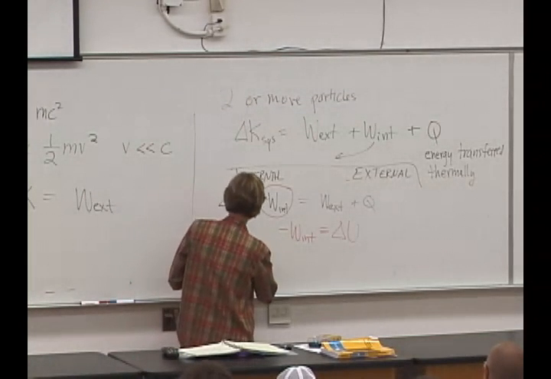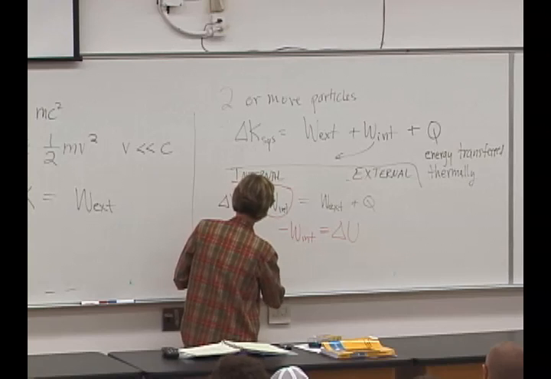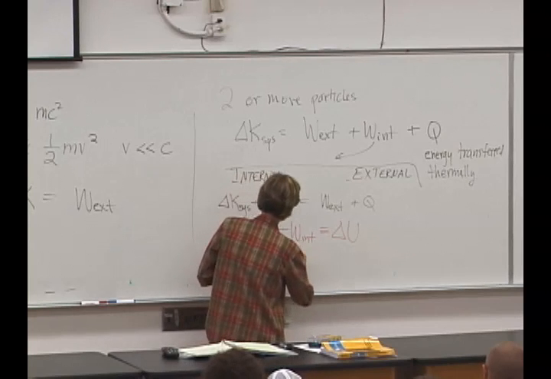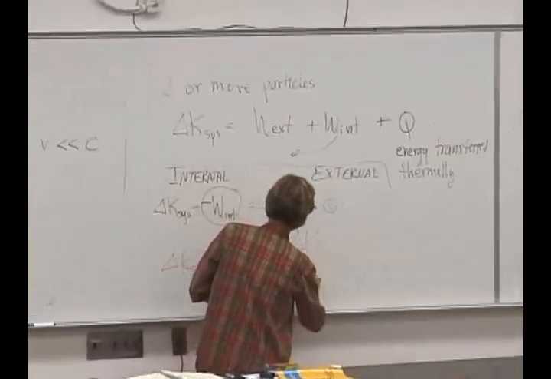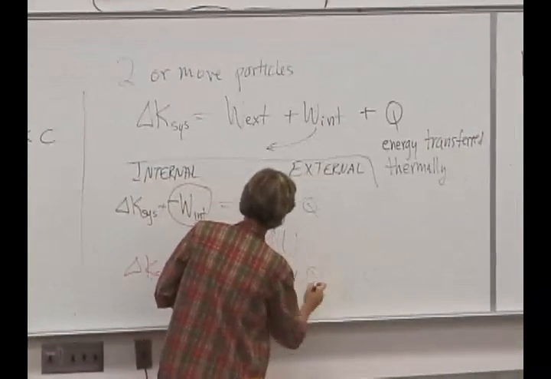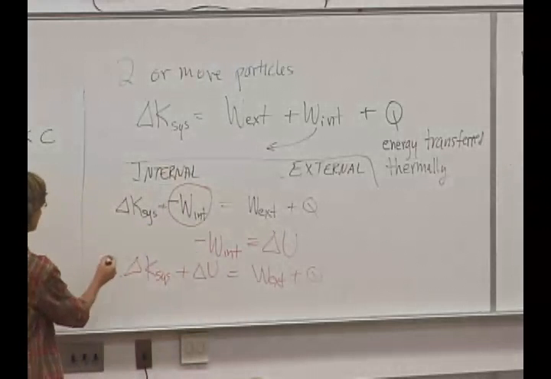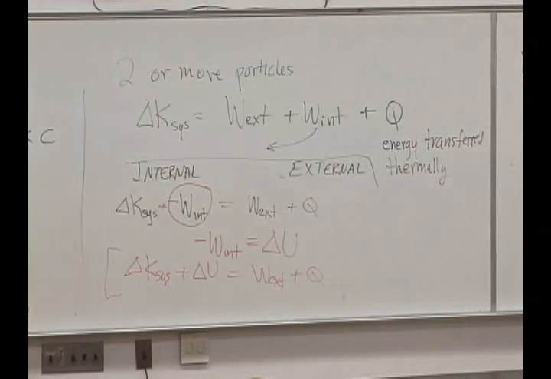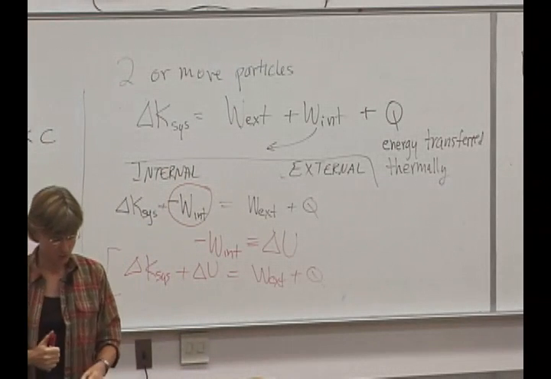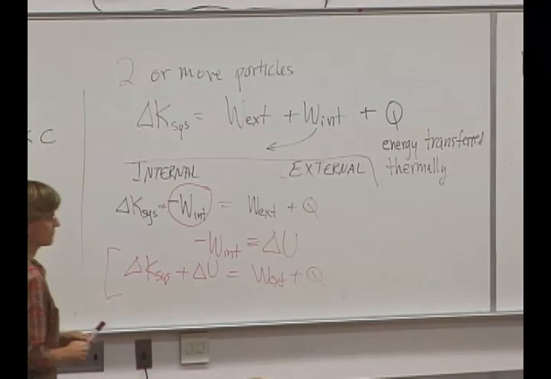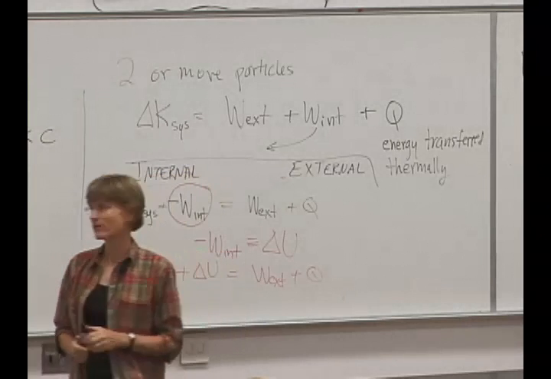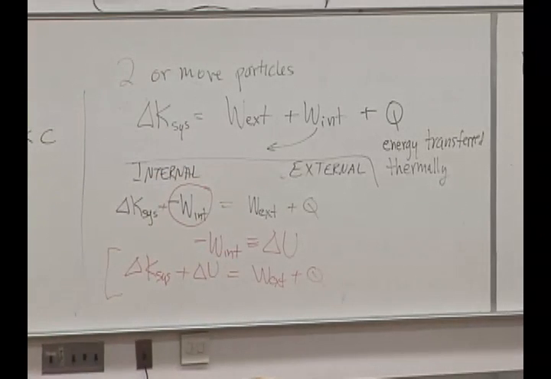And so we write this equation as the change in kinetic energy of the system plus the change in potential energy of the system is equal to external work done plus thermal transfer of energy into the system. And this is the energy principle for a multi-particle system. So that's actually worth remembering. So let's just look at an example. What would this actually mean?